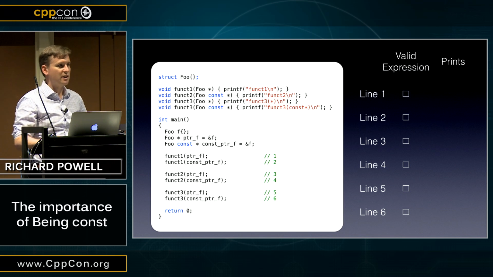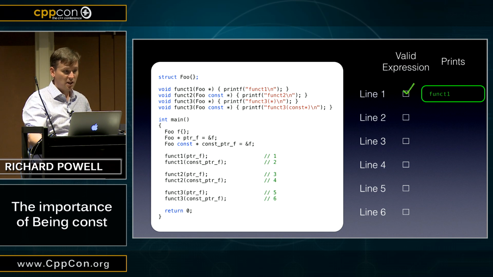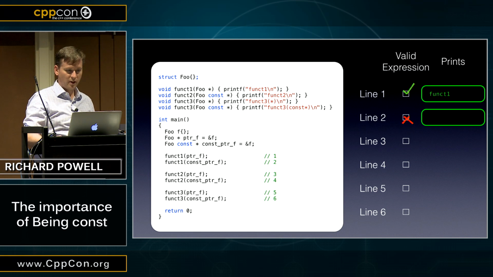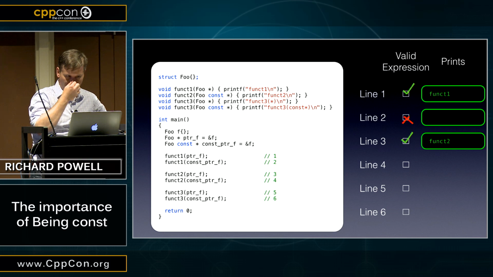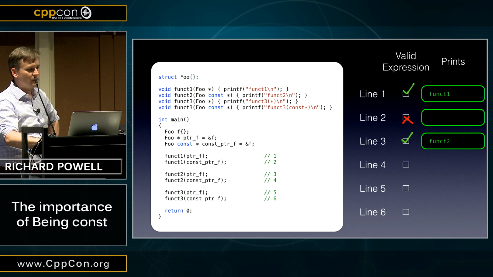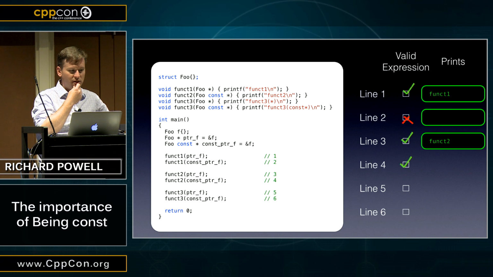So line 1, is that a valid expression? Cool, right. And what would we expect it to print? Func 1? Yeah. How about line 2? No, not a valid expression, so it doesn't print anything. Line 3. Yeah, okay. And what would it print? Function 2. Yeah, that's probably straightforward. And line 4? And what would that print?